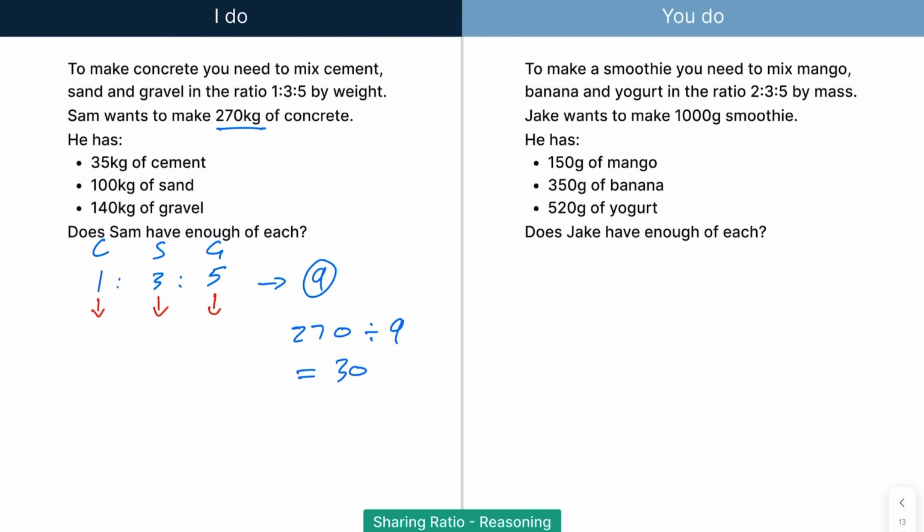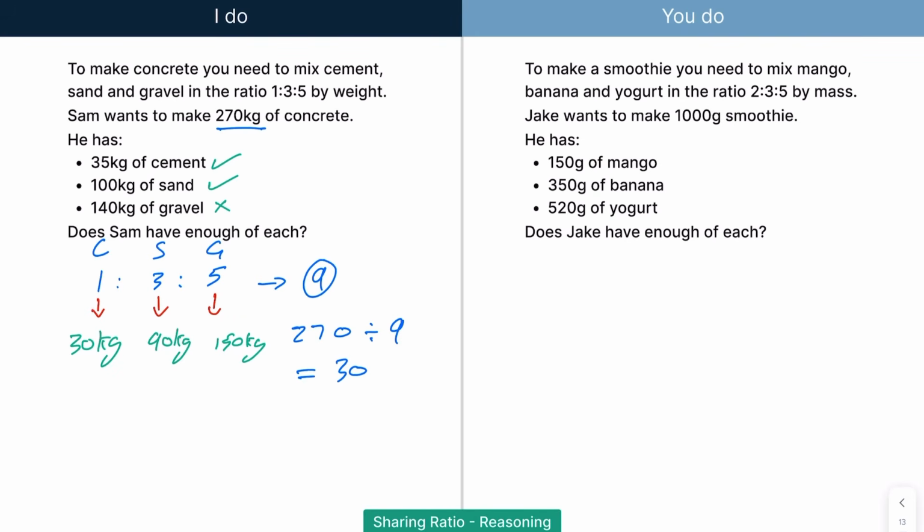So if I use a different color, we need 30 kg of cement, and we can see we've got plenty of cement, so that's fine. We need 90 kg of sand. We've got plenty of sand, and we need 150 kg of gravel, and we don't have enough there.